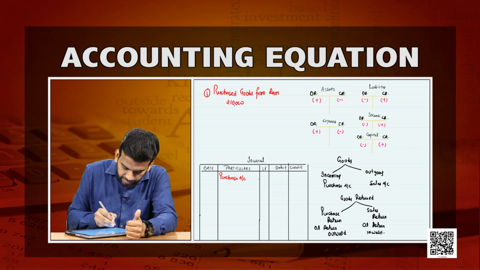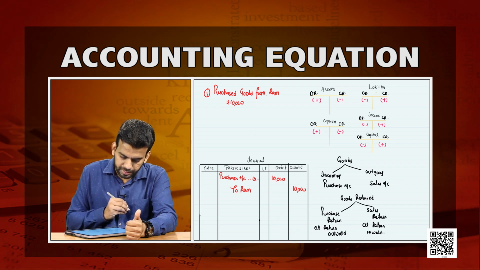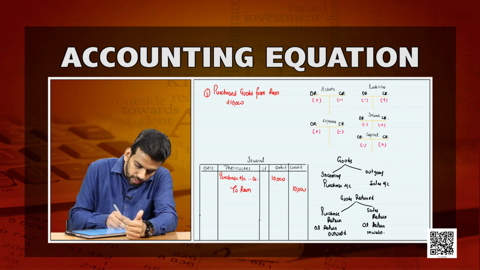The rule says whenever I see purchase goods, purchase account is debited to Ram. Clear? Purchase account debited to Ram. Simple. Now, we bought goods from Ram. Ram is my creditor. That's why Ram is credited, right?